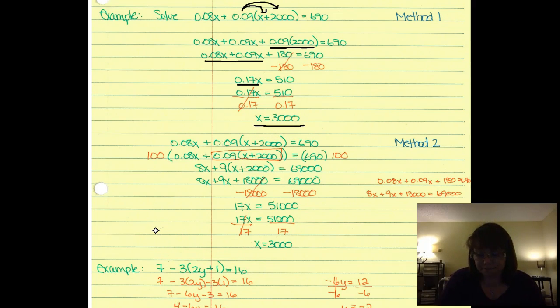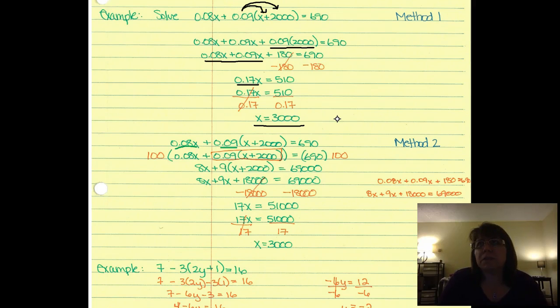That's our first method. To me, I'm not crazy over working with decimals. It's not horrible, but I would prefer to eliminate the decimals. So the decimals I have are 0.8, 0.08, and 0.09. What number can I multiply those by to get them to look like whole numbers? Well, if I multiply by 100, that should get me a whole number.